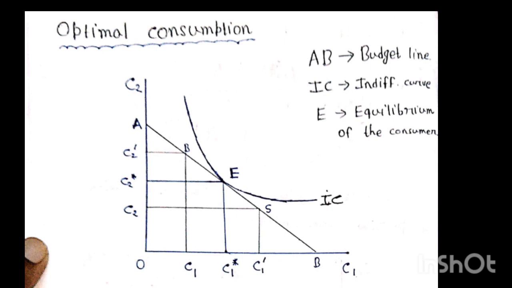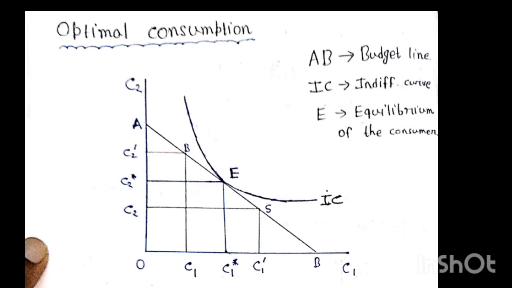Now the consumer's equilibrium is the point where the budget line and the indifference curve touch or intersect each other. Now the equilibrium is point E. So with respect to the equilibrium point E, our optimal consumption for the present period is C1 star, and our optimal consumption of the future period is C2 star.